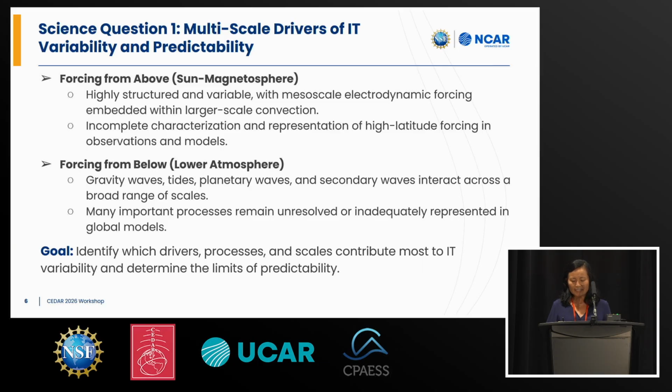From above, high latitude forcing is highly structured and variable across scales, with mesoscale forcing embedded within the larger scale convection pattern, and they constantly modulate how much Joule heating and ion drag input into the IT system, driving the IT system. And from below, gravity waves, tides, and planetary waves, and the secondary waves interact across a broad range of scales, many of which remain unresolved in global models.